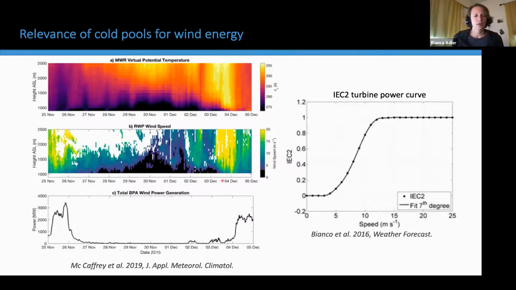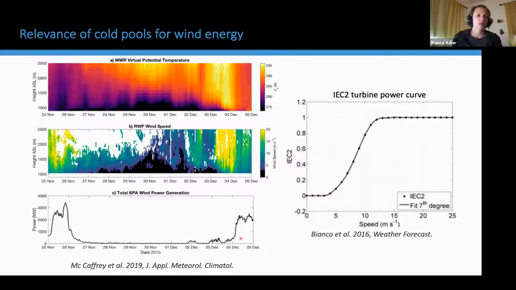So we can see that here below the cut-in wind speed of this turbine, which is around 3 meters per second, there is no power generation. And then in the middle portion of the power curve, wind power increases roughly as the cube of the wind speed, which can lead to large jumps in power generation when wind speed changes only a little.